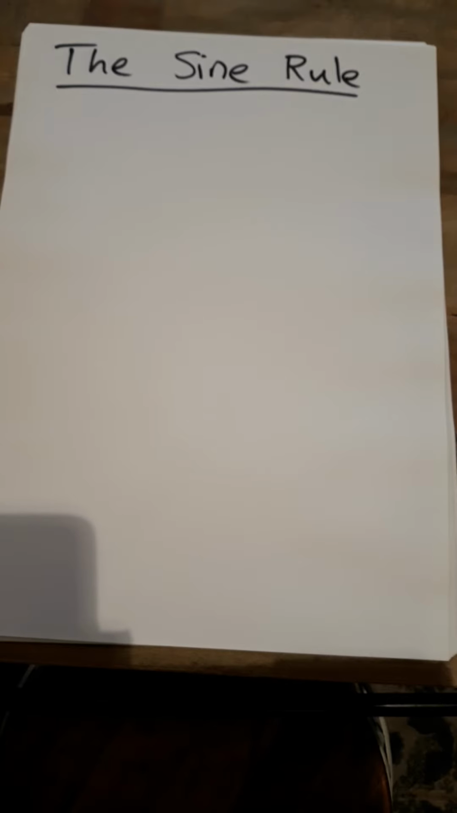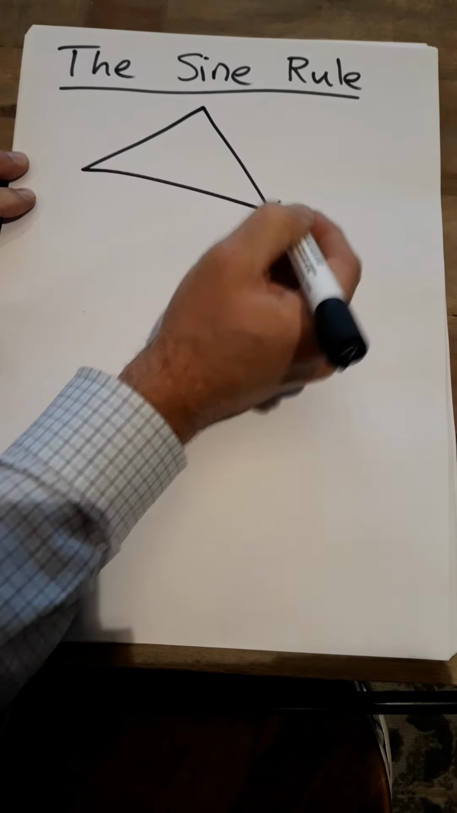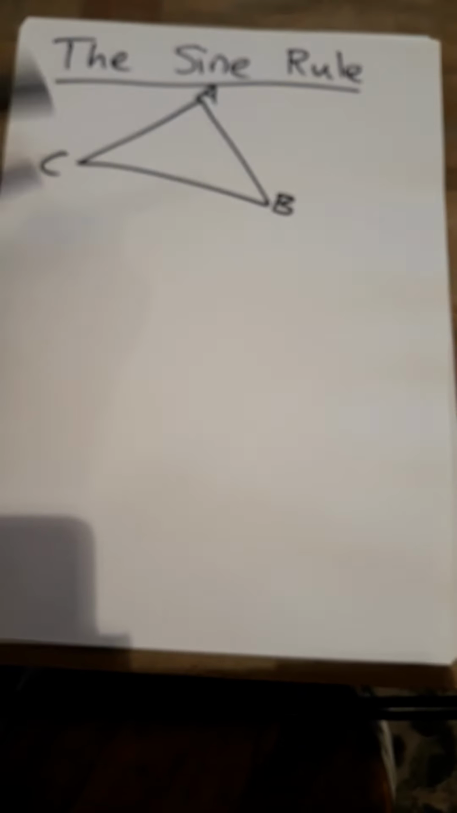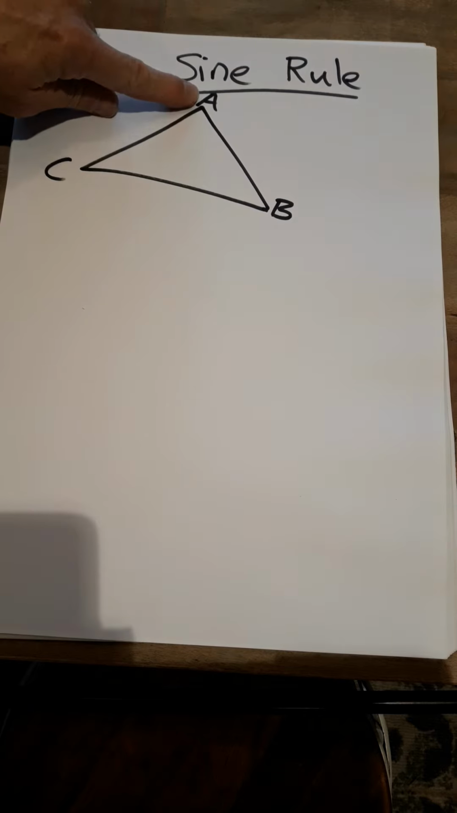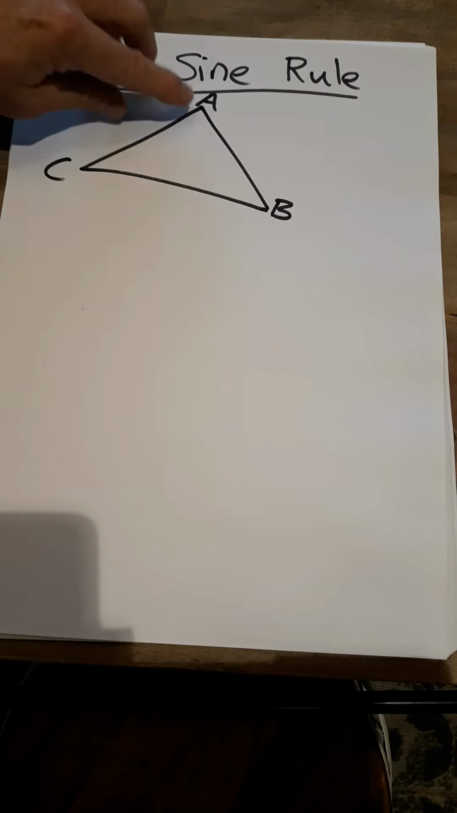So where does the sine rule come from? Let's derive it. Let's draw up a triangle. We'll call it triangle A, B, C. I've labelled the vertices of these triangles with capital letters because that's pretty common. The vertices are the angles or corners, some people call them.